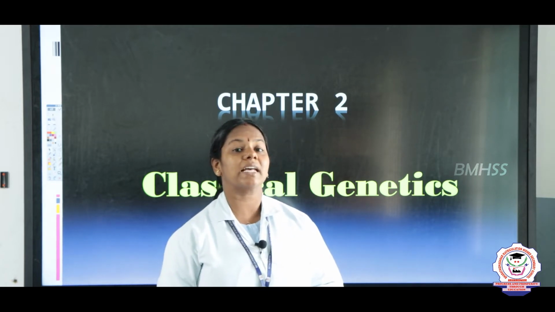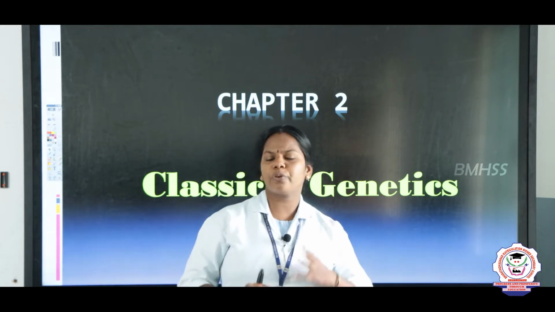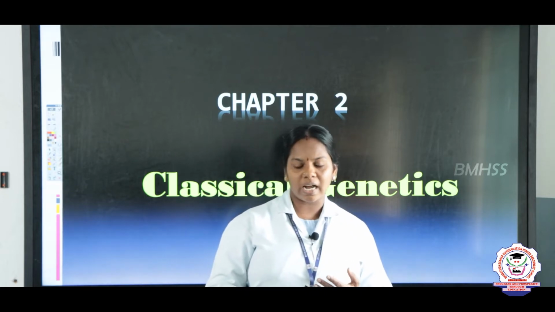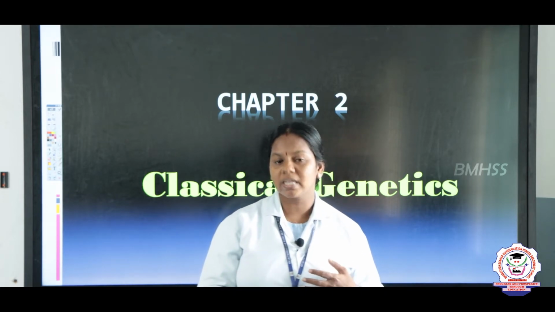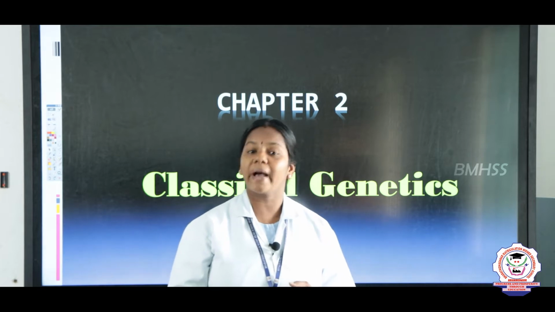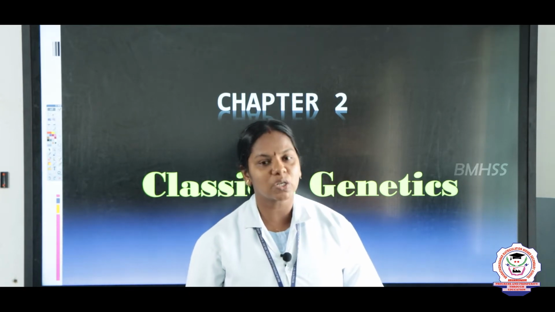Children, today we are going to see chapter 2 in 12th standard botany. The chapter name is classical genetics. So far in this chapter we have discussed Mendel, right? Gregor Johann Mendel, the father of genetics. We discussed his history, how many years he spent on his experiments, why he chose a pea plant, and what was the success of his experiments. We also discussed the monohybrid cross. In this session we are going to discuss the back cross and the dihybrid cross. So let us go into the topic.